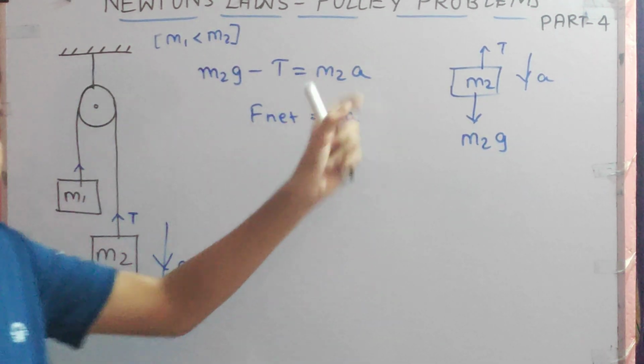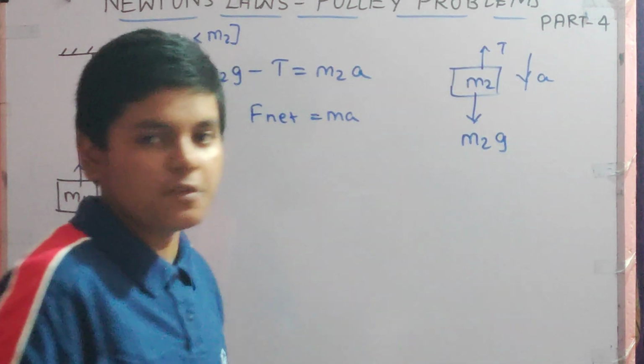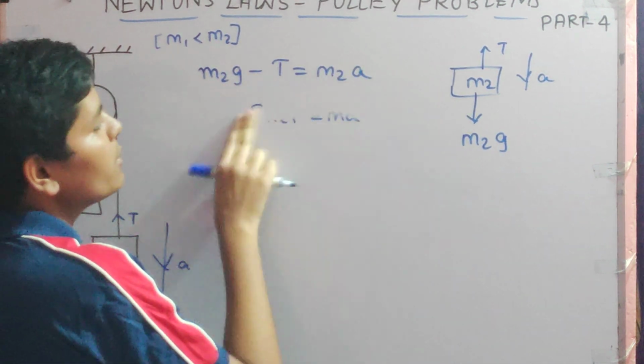What is the net force acting downwards? There are two forces acting, the tension force and the gravitational force. Which force is dominating? Gravitation. So F net is equal to MA, M2G minus T is equal to M2A.